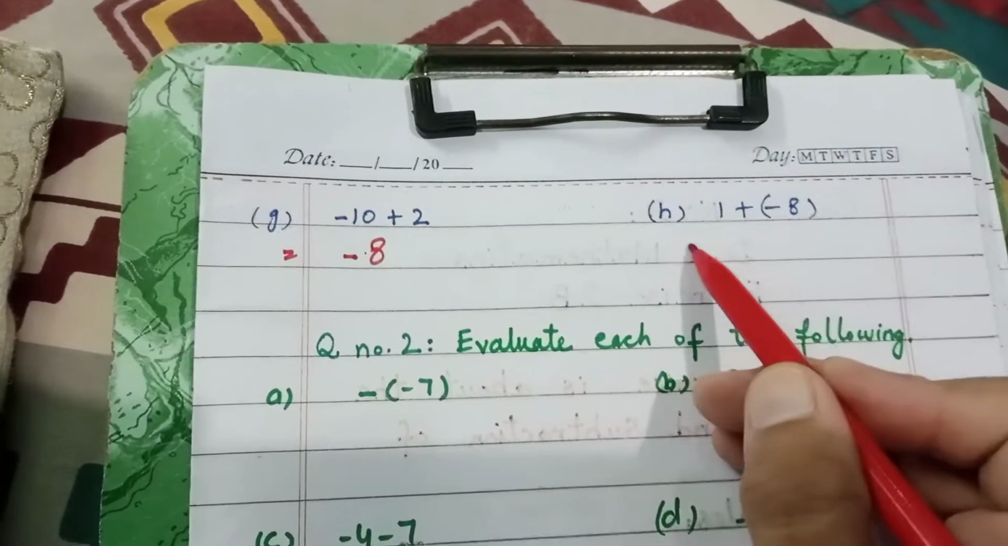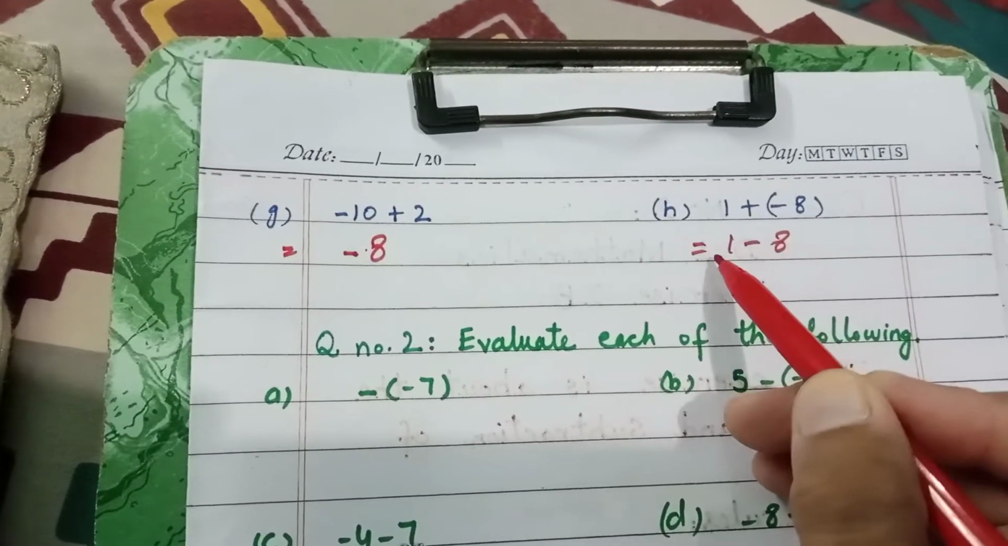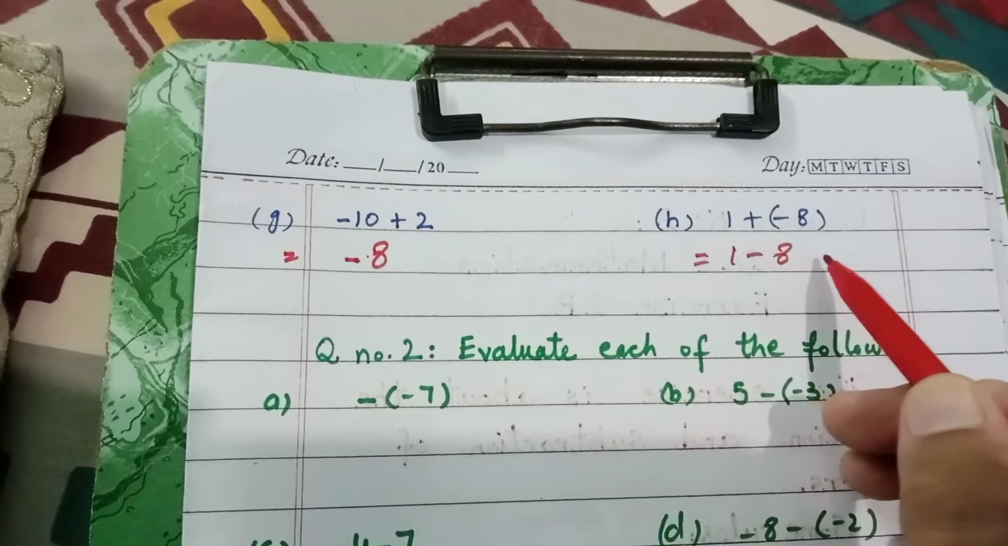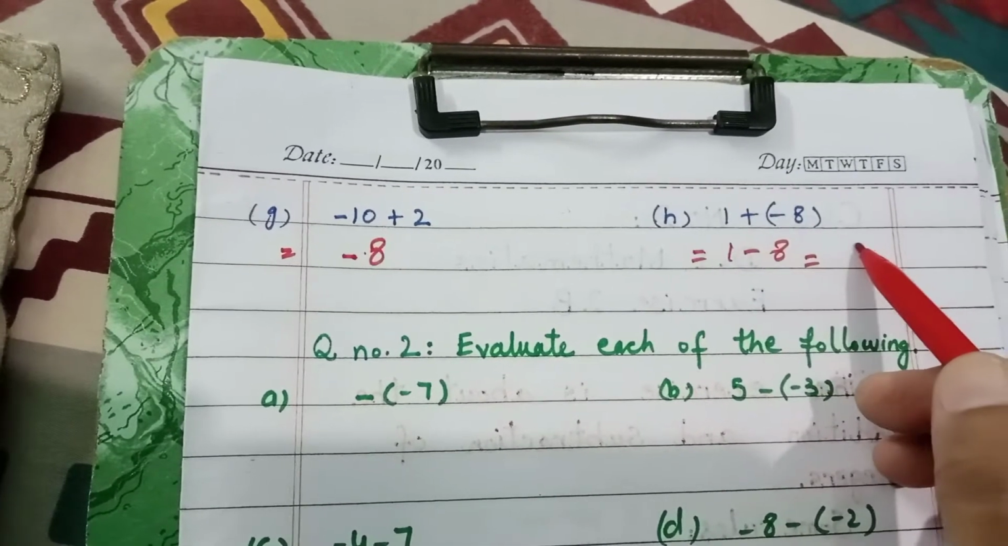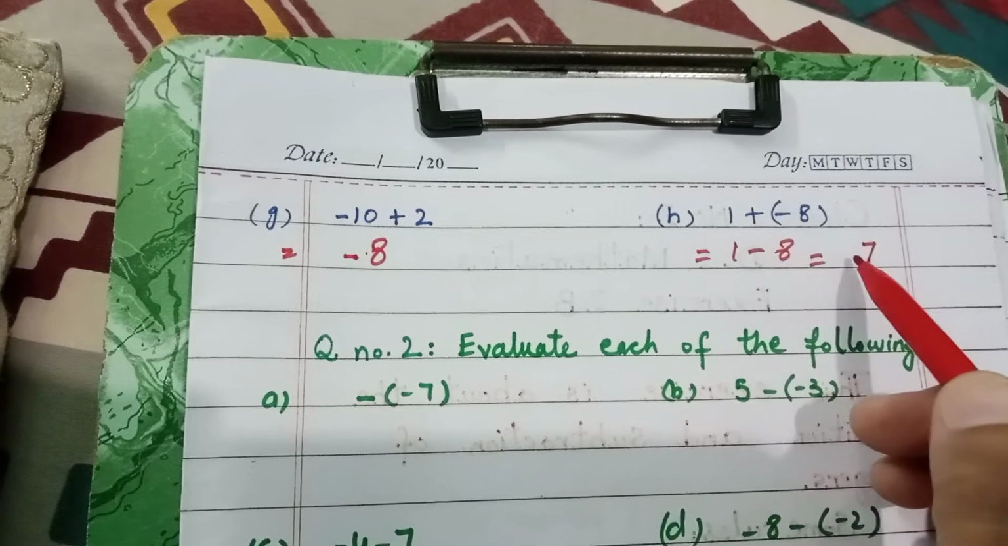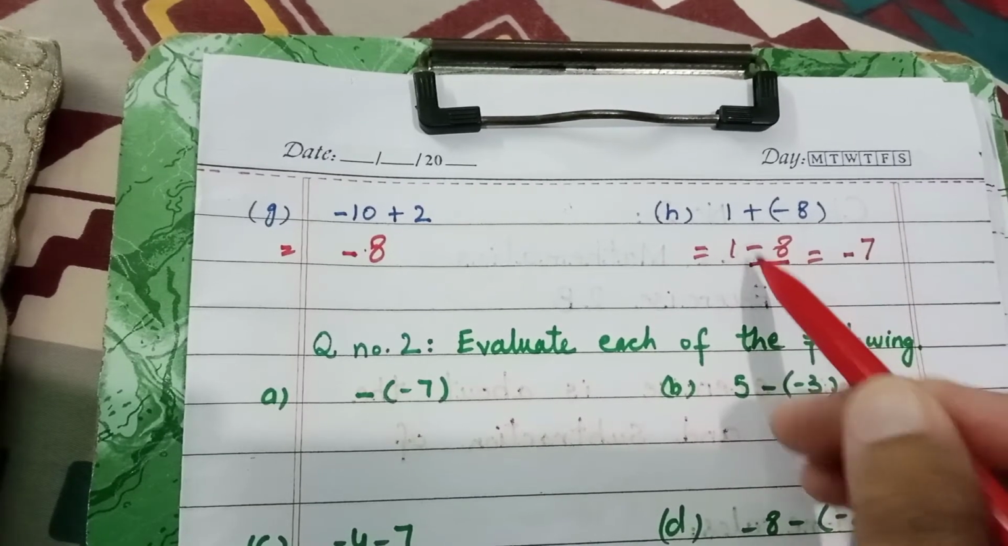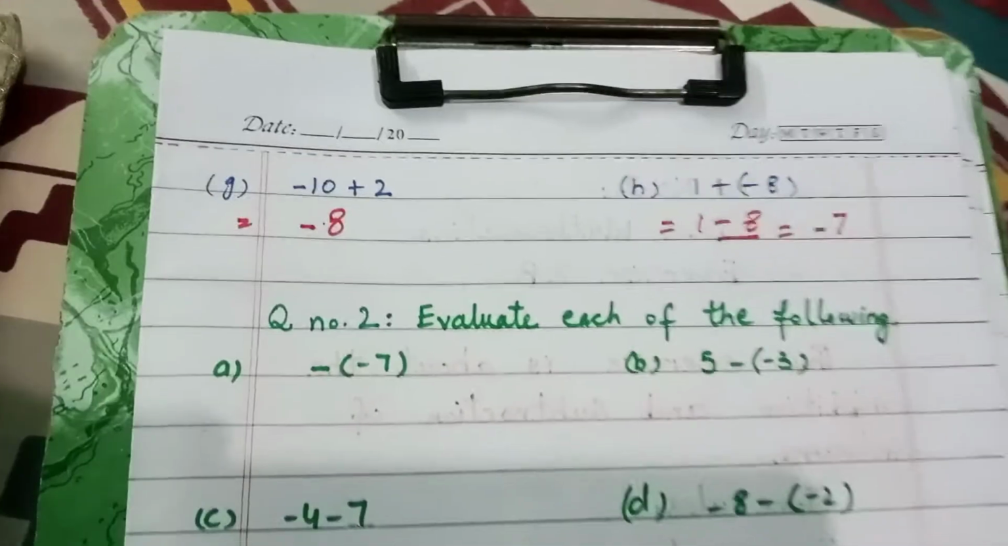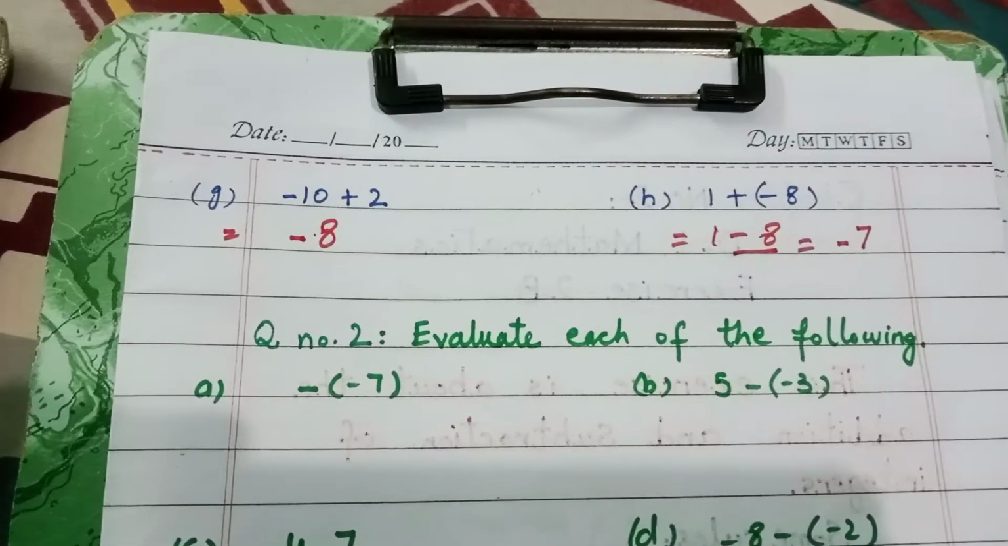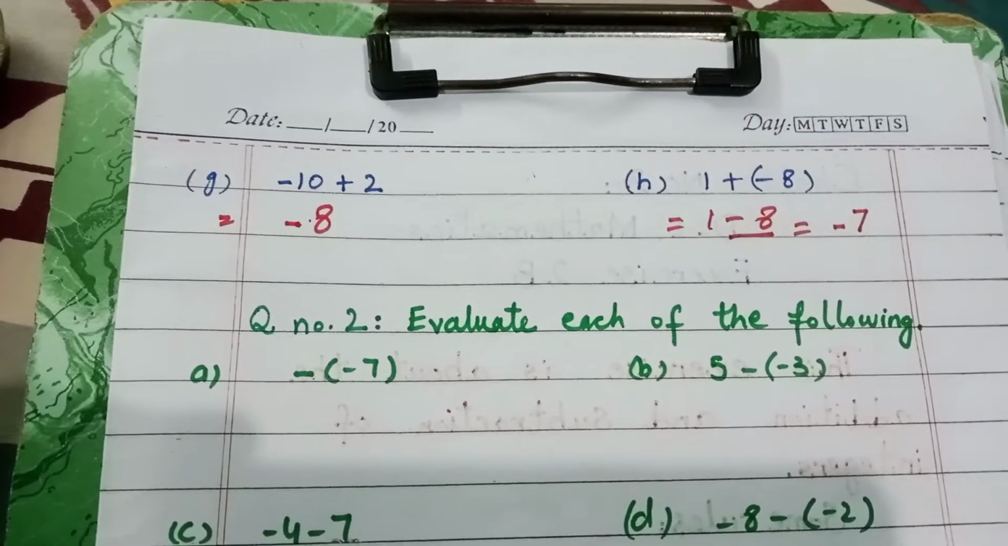In H part, one integer is positive, the second is negative. The operation is subtraction and the sign is minus, because 8 is the big number, it has a minus sign. I hope student you understand how we deal with integers in addition and subtraction.